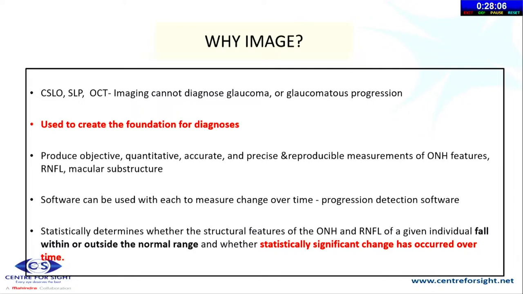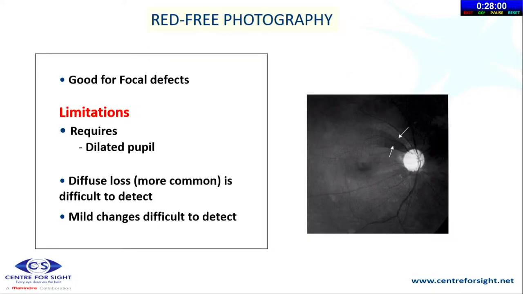Is the change which has taken place in the patient's eyes significant? Is it normal or is it not right? Let's look at red-free photography. It's very good for focal defects. Can you all see this defect out here? It's between the two arrows. Yes, this must be picked up, even clinically.